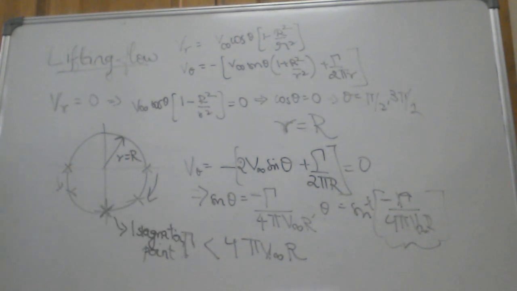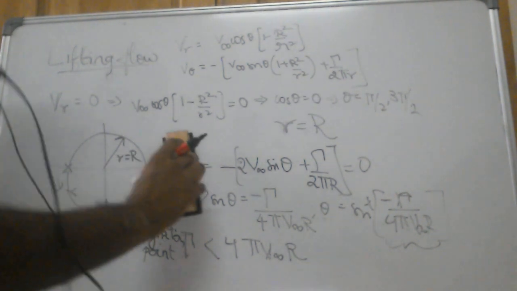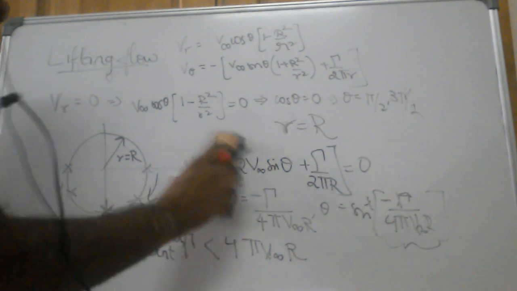Now the natural question is, what happens if this circulation gamma exceeds the value 4 pi v infinity r? In such a case, this analysis will not work, because sine inverse of a quantity which is larger than 1 or -1 is mathematically incorrect. It does not give us any values. Therefore, we have to see what happens specifically when gamma exceeds the value of 4 pi v infinity r. So let me just erase this part.